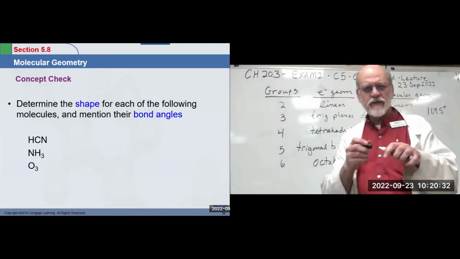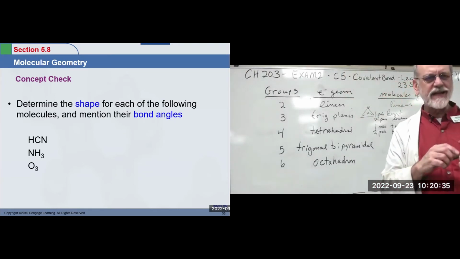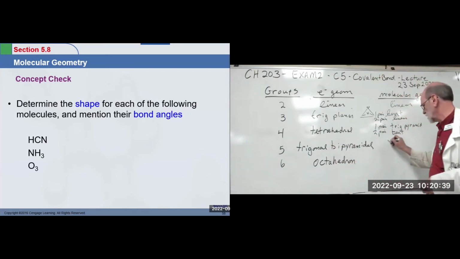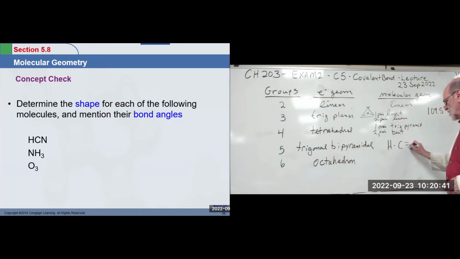What's the shape of each of the following molecules? Well, HCN. You've only got H, C, and N like that. So around that central atom, it's got two groups, which is linear, right? Okay.